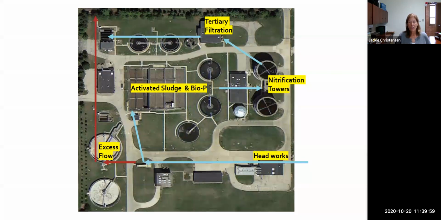So after the activated sludge and BioP, then we have 5 secondary clarifiers. The flow goes into the 2 nitrification towers. The underflow then goes to tertiary filtration. It is the cloth filter disc. Then the flow goes to the old chlorine contact tank, which currently is not used. We've had a chlorine exemption for a while. And then, if we were having excess flow, it would combine with excess flow and then discharge to the creek.